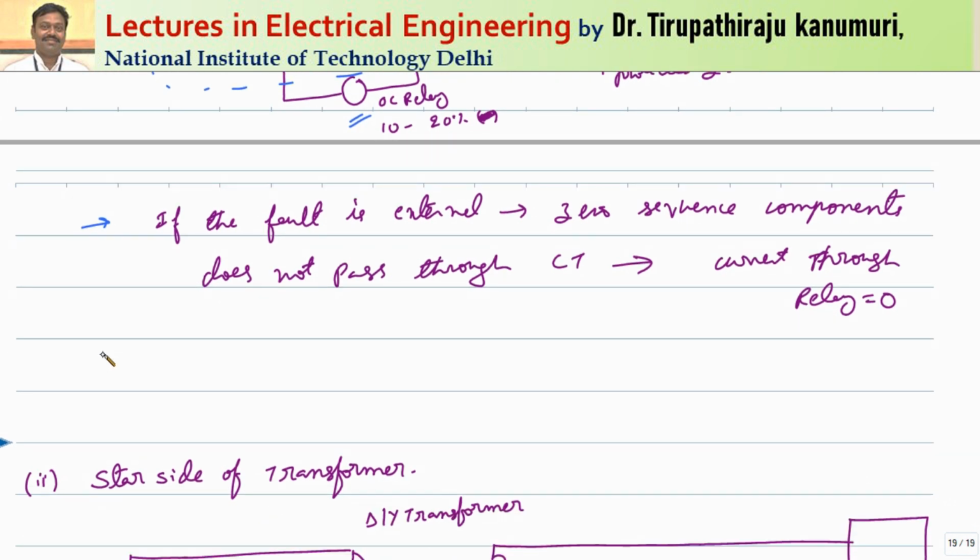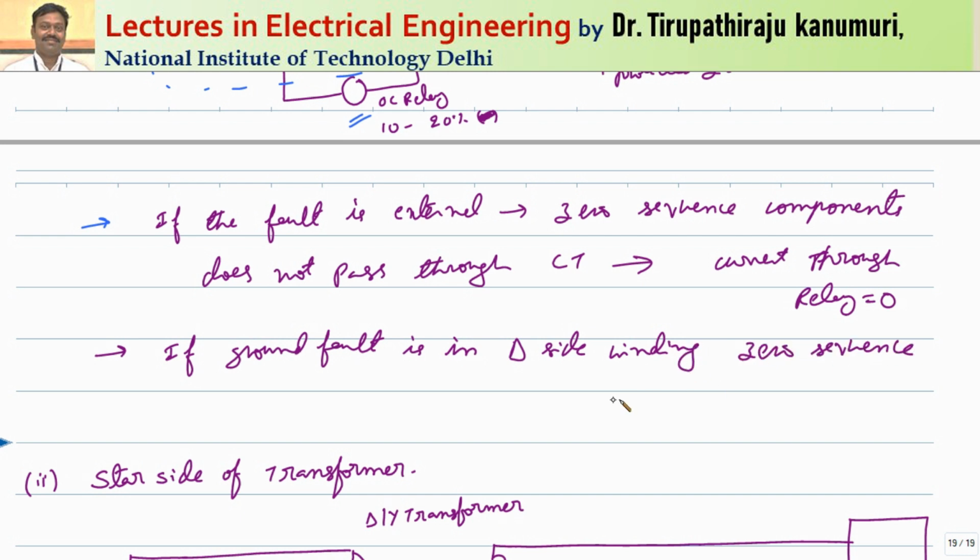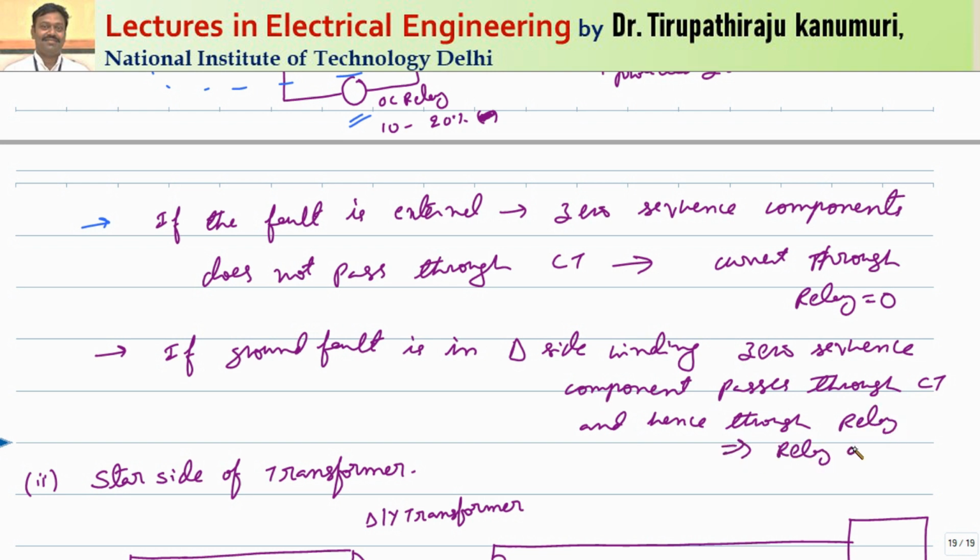So let us see the case if the fault is internal. If the ground fault is in the delta side winding, zero sequence component passes through the CT and hence through the relay. This gives rise to the relay operating, detecting this fault and tripping.